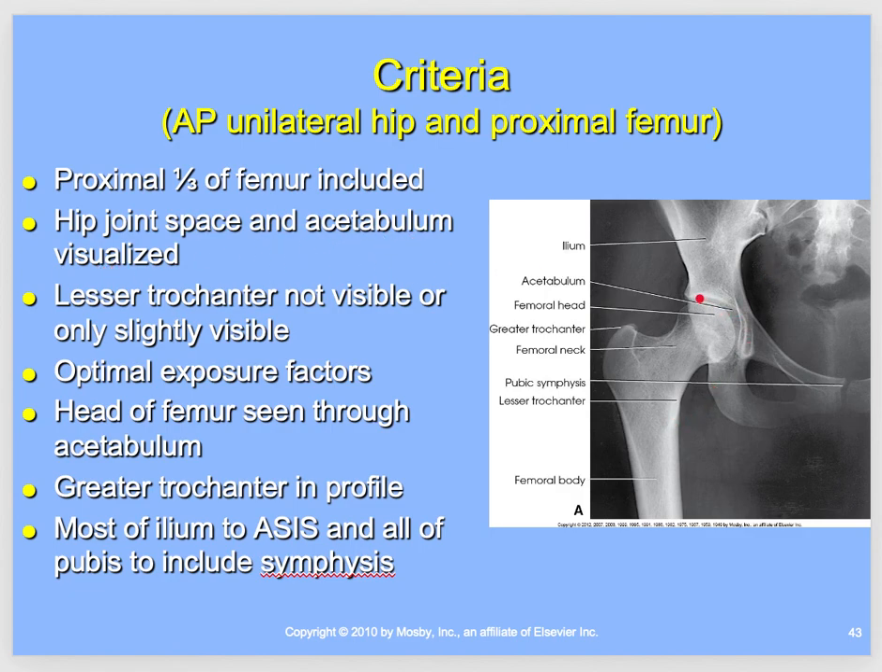So your acetabulum, hip and joint space are visualized. Lesser trochanter, like we said, is not visible. Greater trochanter is visible. Optimal exposure factors. Head of femur is seen through the acetabulum, so you can see that nice head of the femur. This is the acetabulum here. The greater trochanter profile. Most of ilium, ASIS, and all of pubis, to include the symphysis, is visible. So that's a really good AP hip.